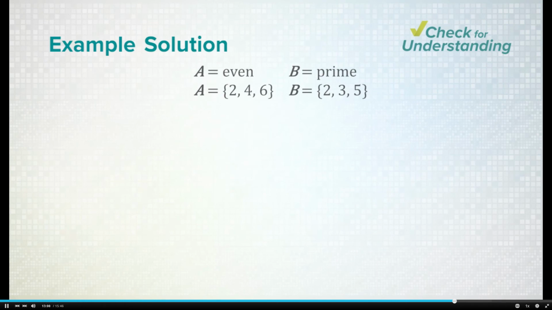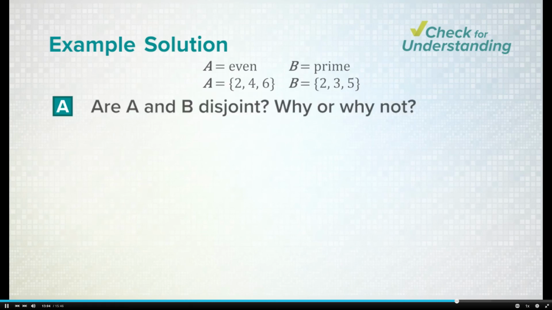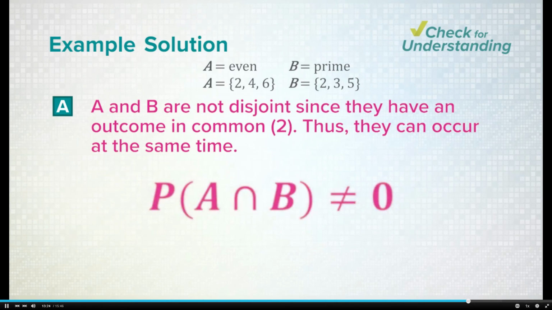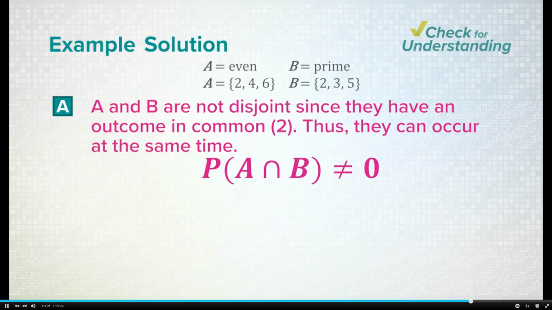So are these events disjoint? Do the sample spaces have something in common? Yes, they do. A and B are not disjoint since they have a common outcome. That outcome is 2. Therefore, they can occur at the same time, so the events are not disjoint. The other way you could have written this is that the probability of A and B does not equal 0.